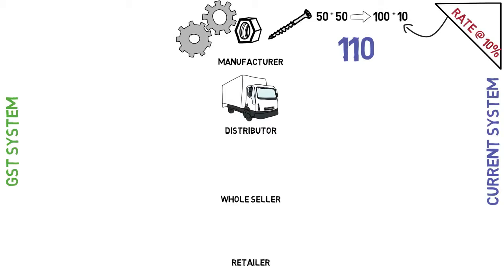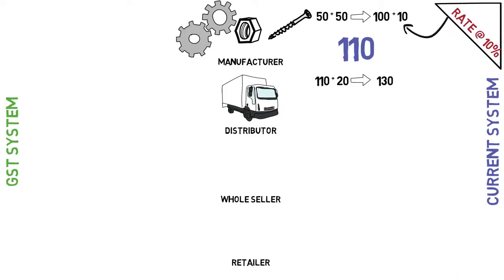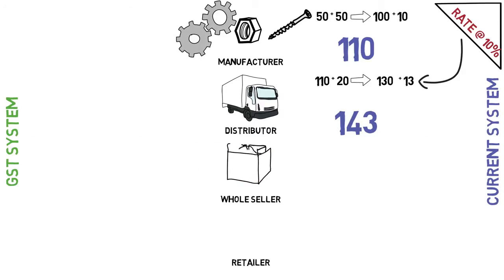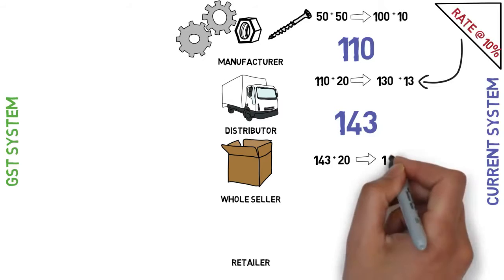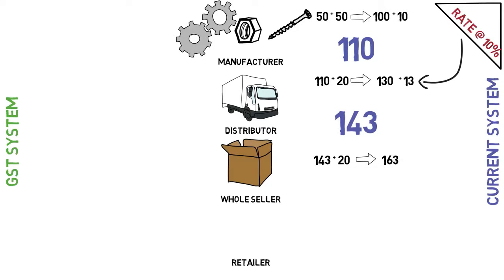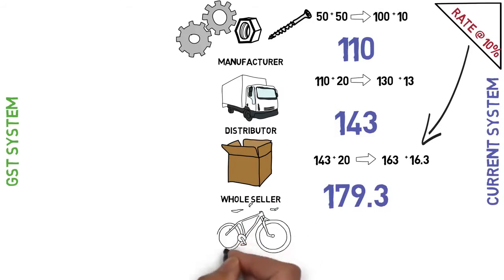The distributor adds value of rupees 20, which is nothing but his profit. So the price becomes 130. The distributor also sells it by adding 10% tax of rupees 13. So the product is 143 rupees now. The wholesaler follows the same pattern and the price becomes 143 plus 20, that is 163, and 10% tax, which is rupees 16.3, and sells it for 179.3 rupees to the retailer.